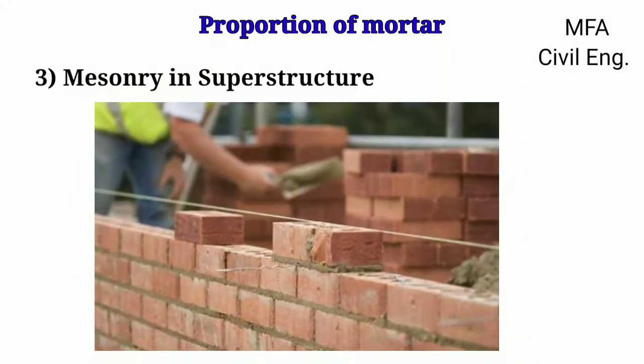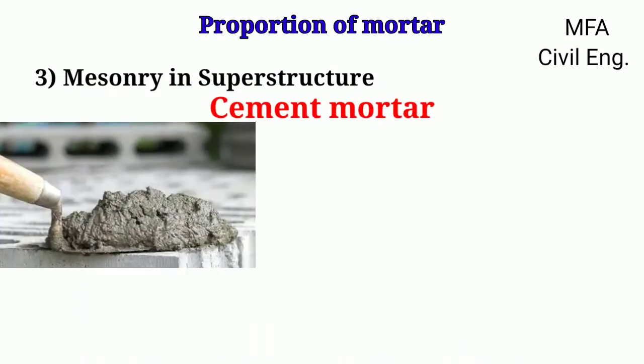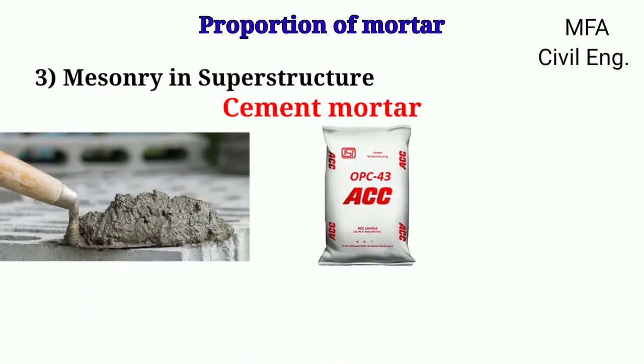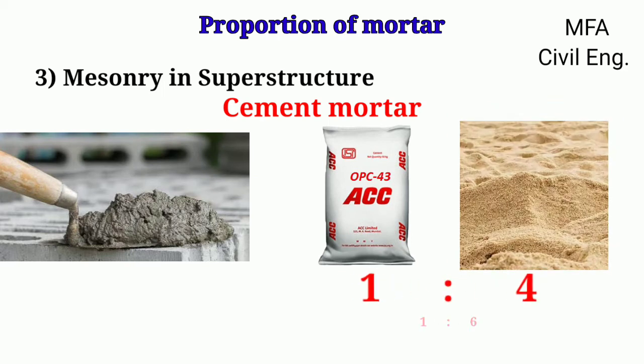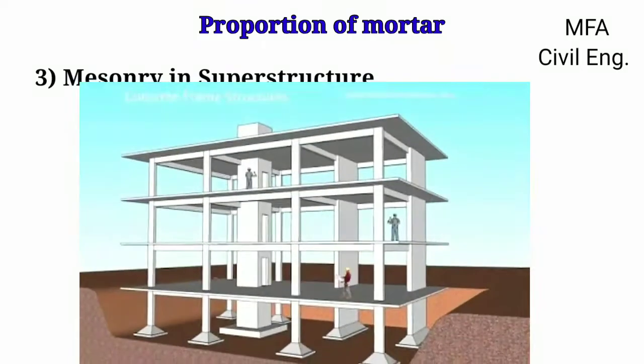In case of masonry work in a superstructure, for a cement mortar, the proportion of cement and sand varies from 1:4 to 1:6, depending on the type of structure, that is a load bearing structure or a frame structure.